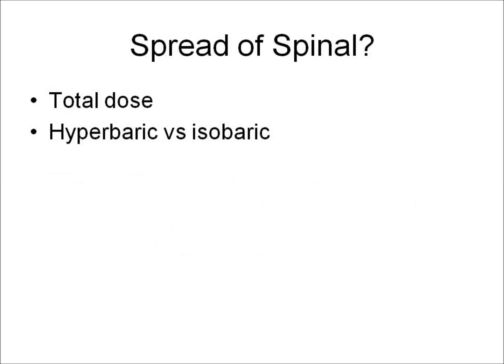The other main question asked of spinals is, how do we control the height of the block? There are two methods that we use to control the height of a block. The first is, again, the total dose of drug. More drug, which means more molecules, which would result in a higher block. The second, and perhaps more important, is the use of hyperbaric versus isobaric medication.